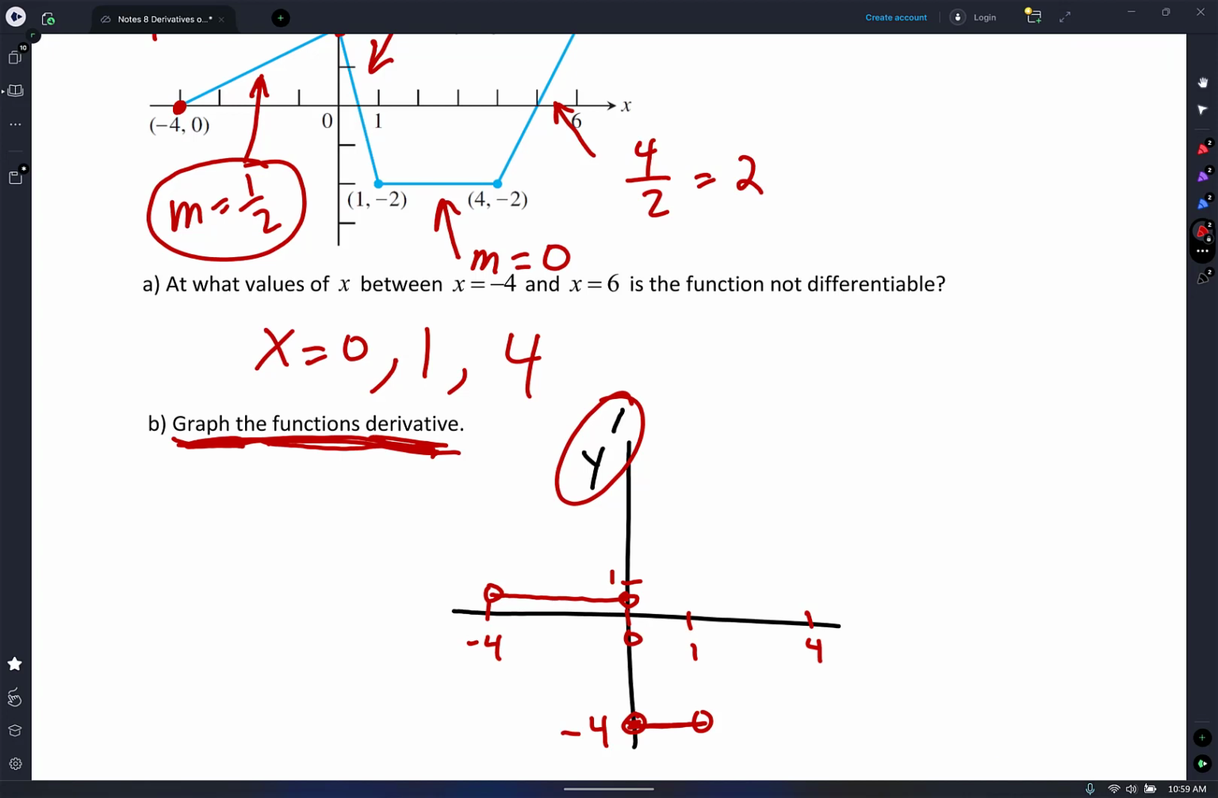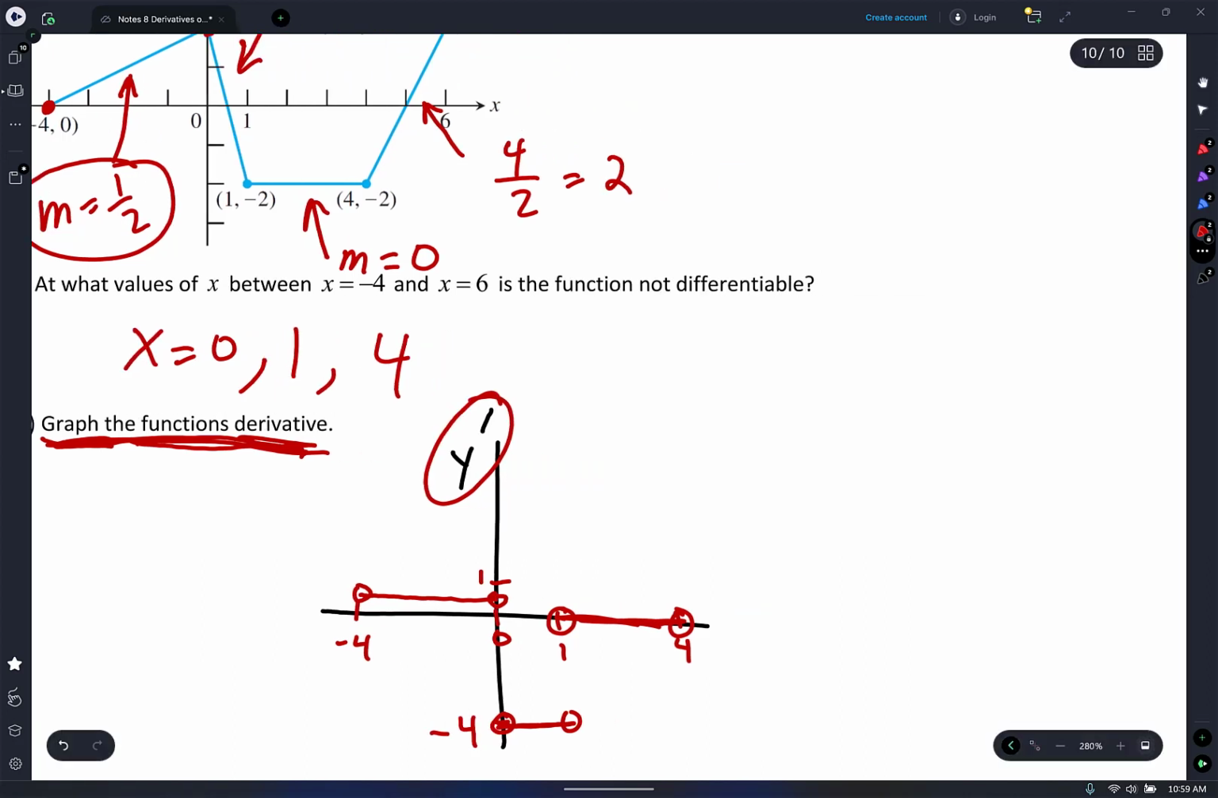Between 1 and 4, my slope is always what? 0. So it's just going to plot it right on the x-axis. Because remember, you're plotting the derivatives. These are just derivative values. And then I'm going to say that 6 is over here. It's not drawn to scale, guys. I'm going to say 6 is right there.